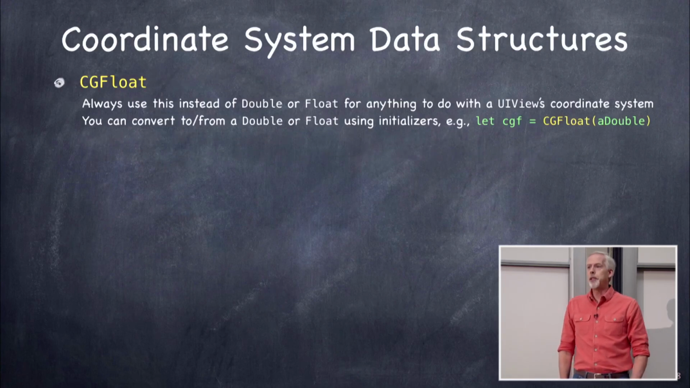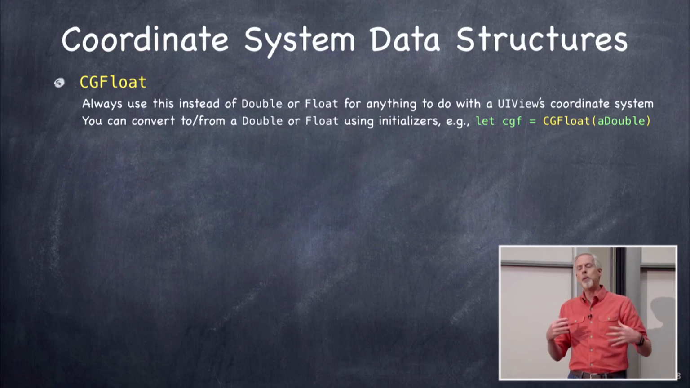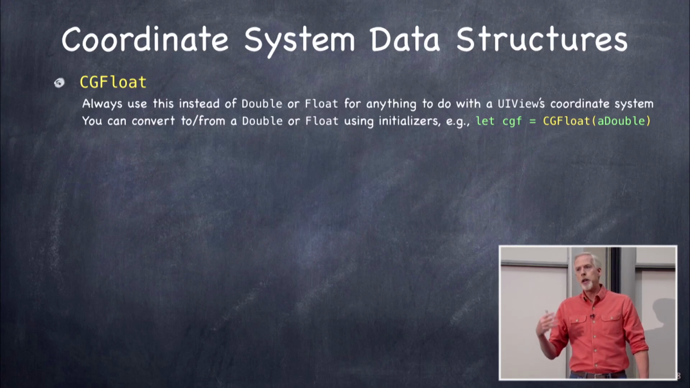Okay, so that's it for initialization of views. All right, now let's talk about how we draw. Okay, we have this UIView. Why do we want it? Well, we want to draw. How do we draw? Well, before I can tell you how to draw, we've got to talk about some types.